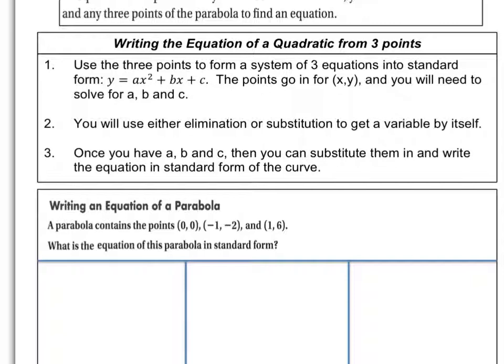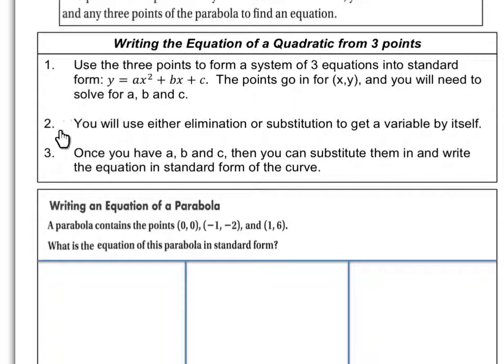Last time we used vertex form, this time we're going to use standard form. The points go in for x and y, and then you need to solve for a, b, and c. You're going to see how we're going to do that in the examples. You will use either elimination or substitution to get a variable by itself.